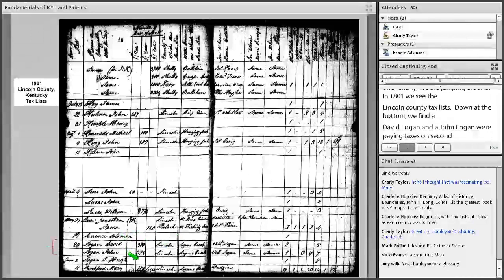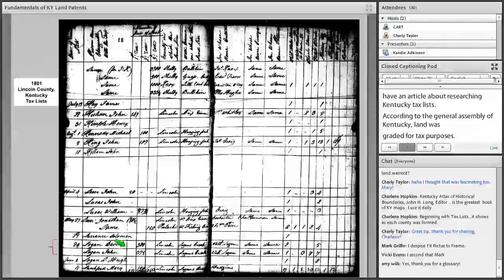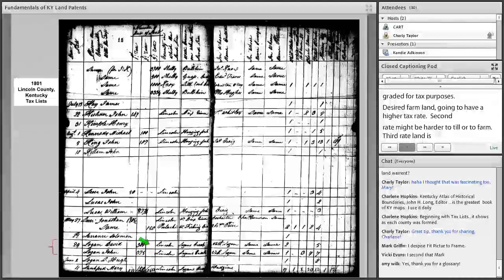Now let's get this part done. On our website under online resources, we have an article about researching Kentucky tax lists. According to the General Assembly of Kentucky, land was graded for tax purposes. First rate land was similar to bluegrass land, flat, tillable, desired farmland. It's going to have a higher tax rate. Second rate land is going to be gently rolling. It might be harder to till or to farm. Third rate land is going to be hilly, rocky. It's not going to be the best land. So people did not pay the same amount of taxes for third rate land as they did for first rate land.